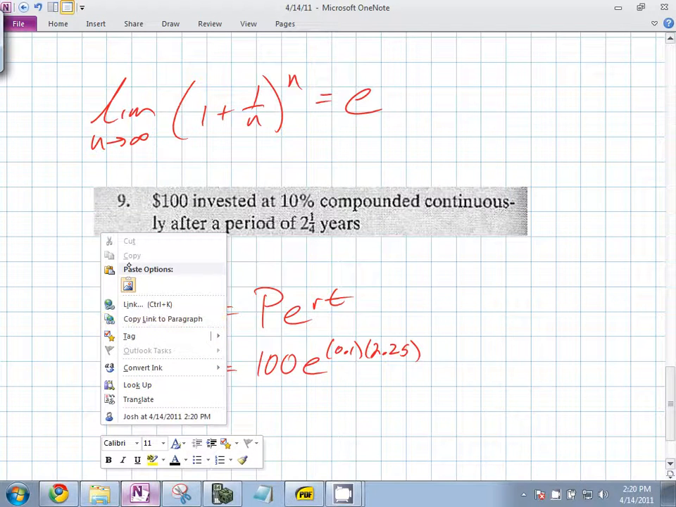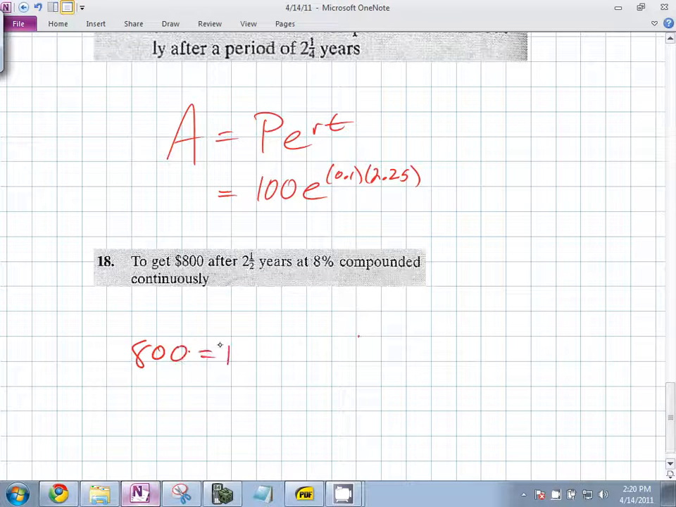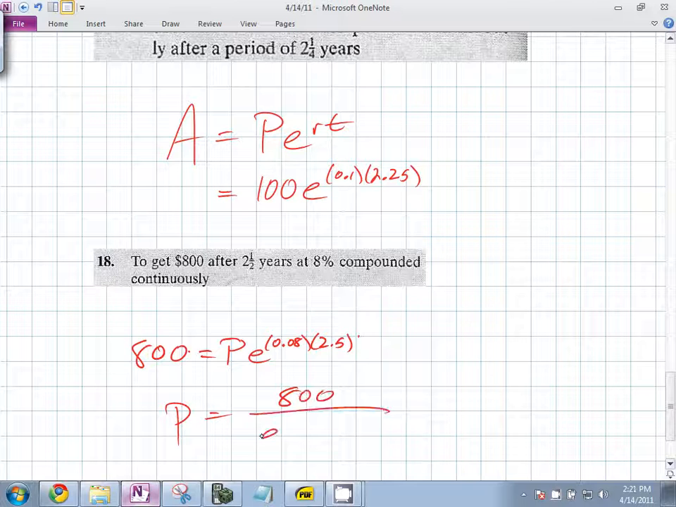So if you're working on this one, you're trying to get $800. So it's $800 equals a certain amount, e to what's the interest rate, 0.08 times what? 2.5. And now you just solve for P. So P is equal to 800 divided by e to the 0.08 times 2.5. Press enter on your calculator. Done. Okay.